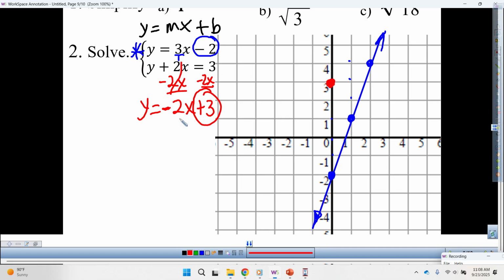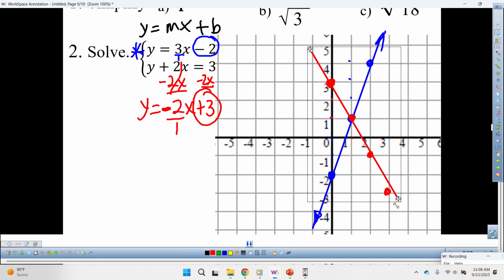From there, we need a slope. What is my slope? It's -2 over 1. That means 2 steps down and 1 to the right. So 1, 2, 1 to the right, 1, 2, 1 to the right, 1, 2, 1 to the right. Graph your line. There it is. Arrows at the end.